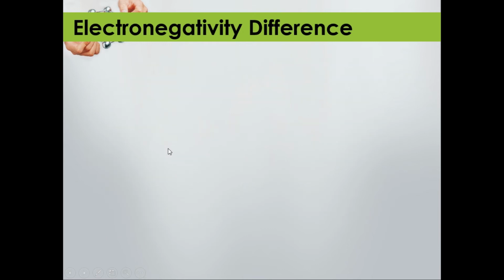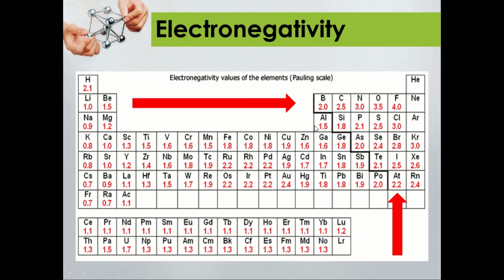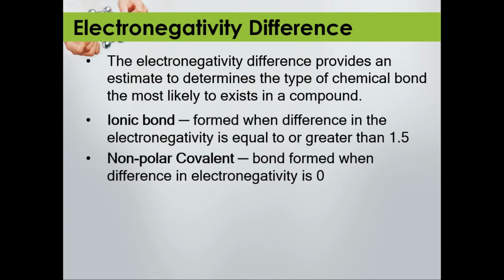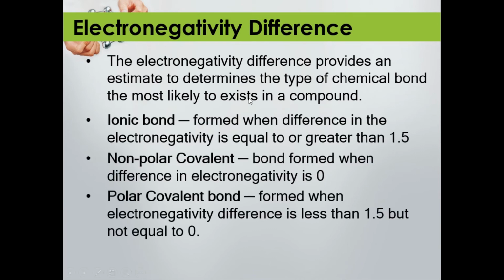So let's have another example. Let's say we have hydrogen bonded to another hydrogen. Hydrogen is 2.1, so of course, if we get the difference between the two, it will be 0. As we can see here, the value falls here, the nonpolar covalent bond. The electronegativity difference is 0, so that is why it's a nonpolar covalent bond.